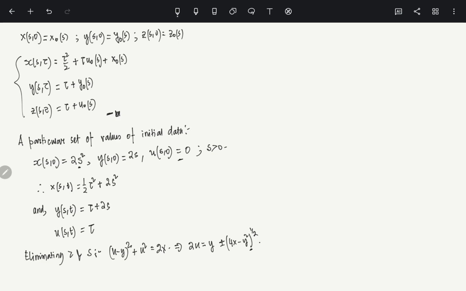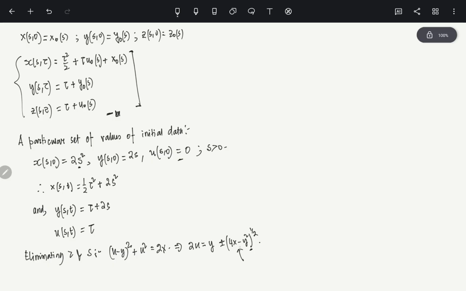Now please remember this thing. See, there is this term, whole power half. So this is not the surface we are talking about. What I am trying to suggest is this: for some problems it is better to leave it as it is, like this parameterization. Now if you are asked to find the exact Cartesian form of that, then you have to write it like this.